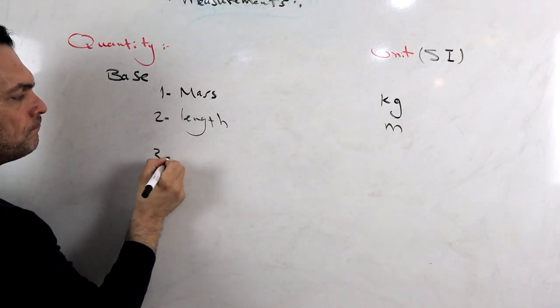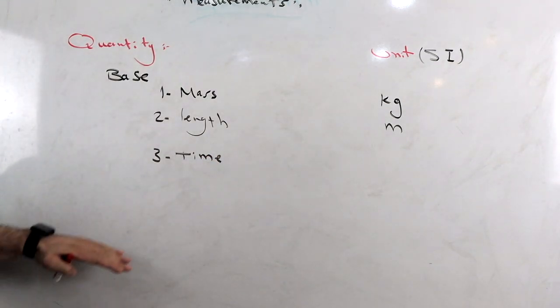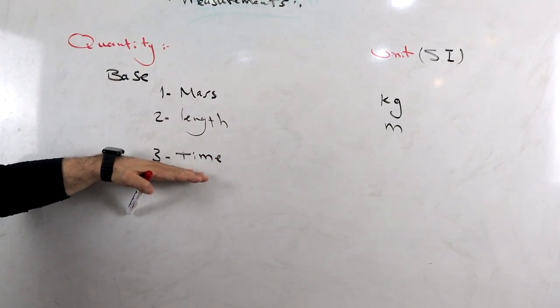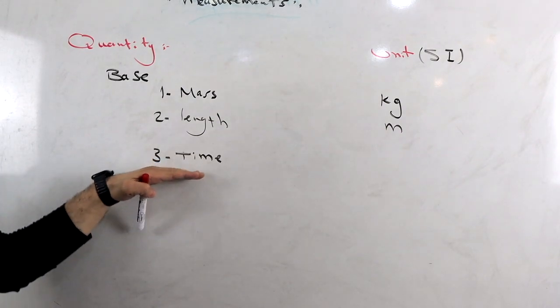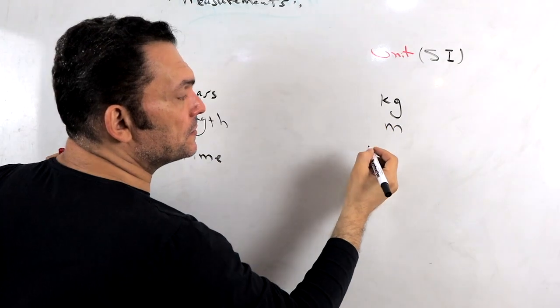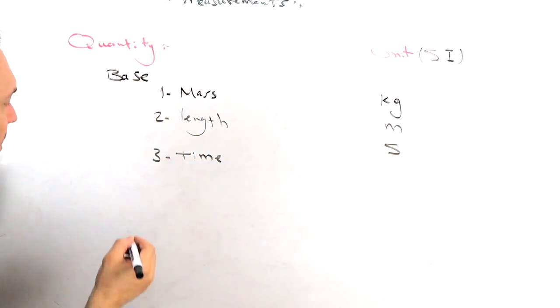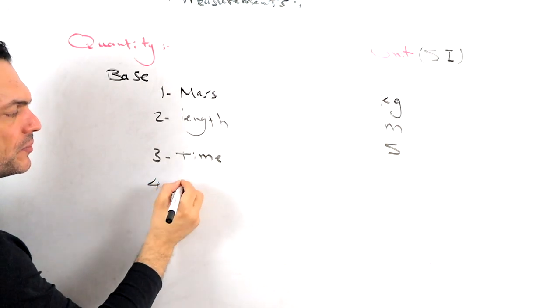Number 3, time. Time can also be measured in days, months, or years. But in SI, I'm going to measure it in seconds. Number 4, temperature.